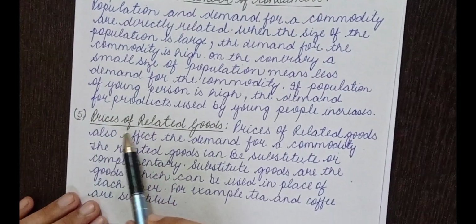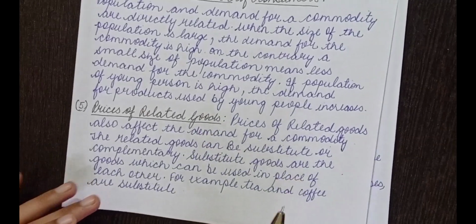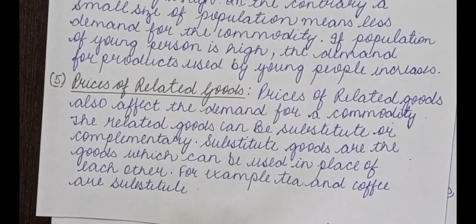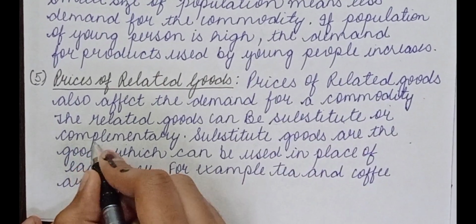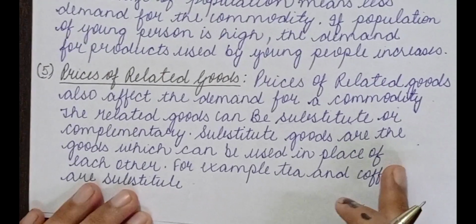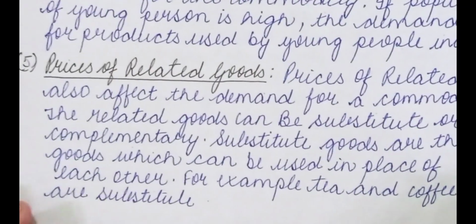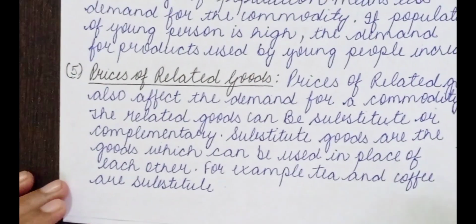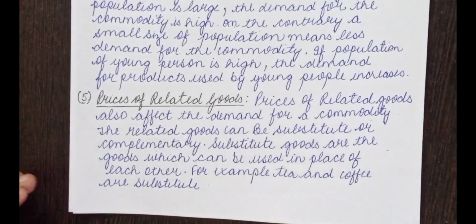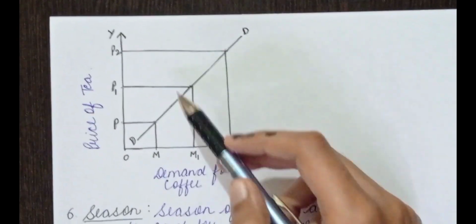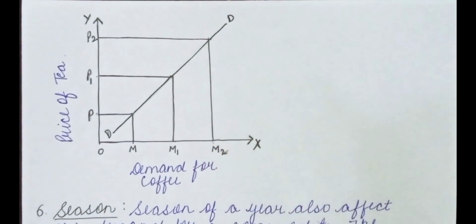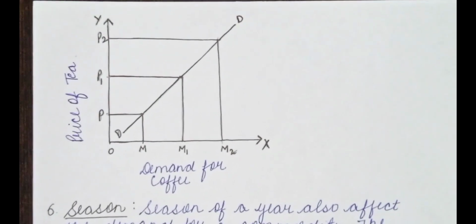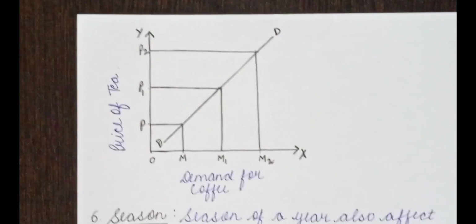Fifth, prices of related goods. Prices of related goods also affect the demand for a commodity. The related goods can be substitute or complementary. Substitute goods are the goods which can be used in place of each other. For example, tea and coffee are substitutes. If the price of tea increases, demand for coffee increases. People demand more coffee than tea due to the rise in the price of tea.